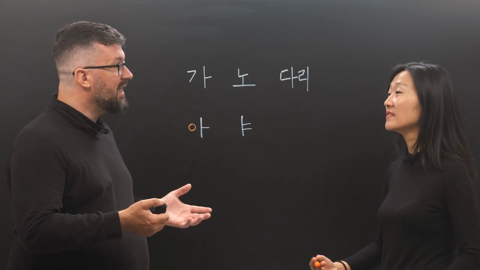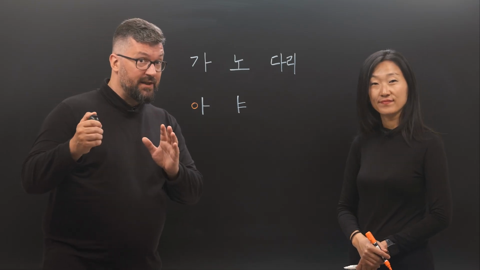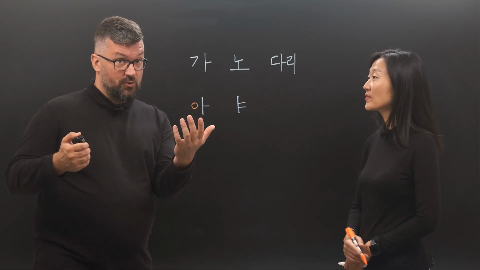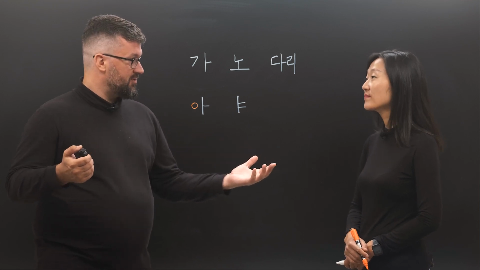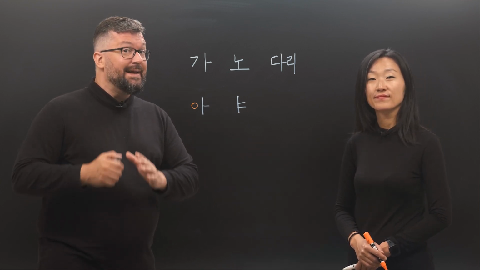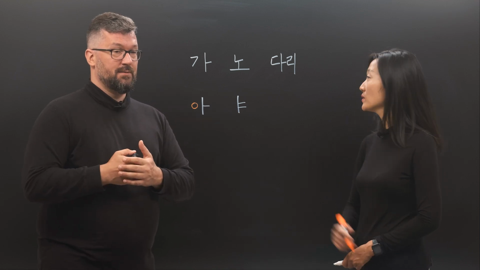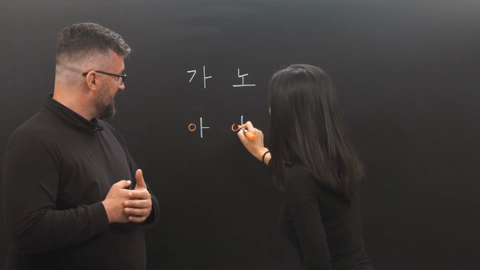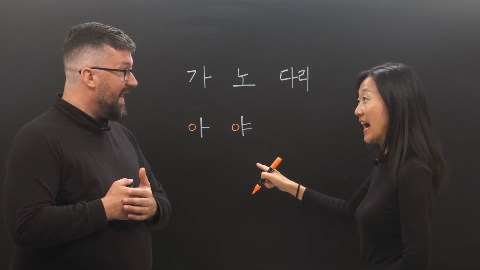If it's the final consonant, then it's pronounced as the basic consonant. We have not learned the final consonant yet. But if it's the first consonant, it's not pronounced, it's the placeholder. So this is 아. And this is 야.